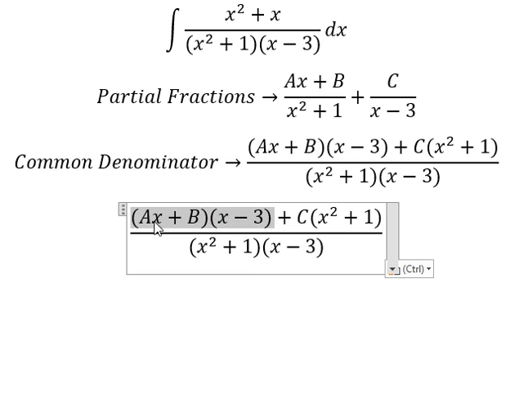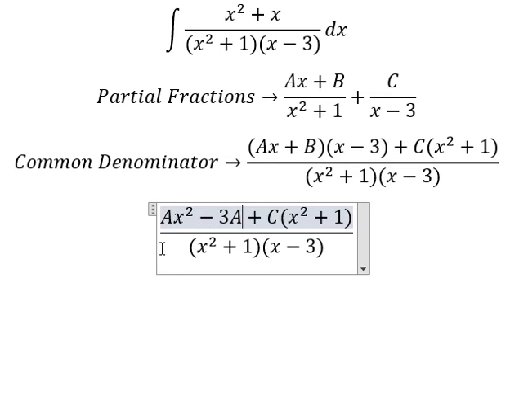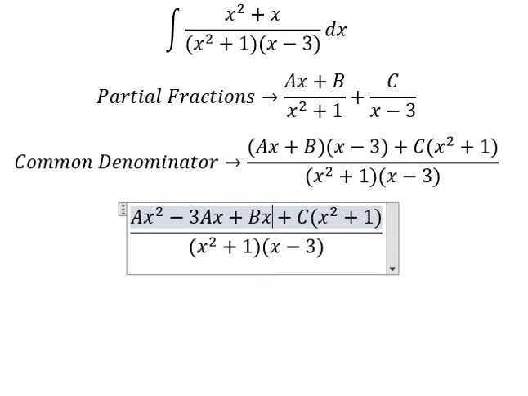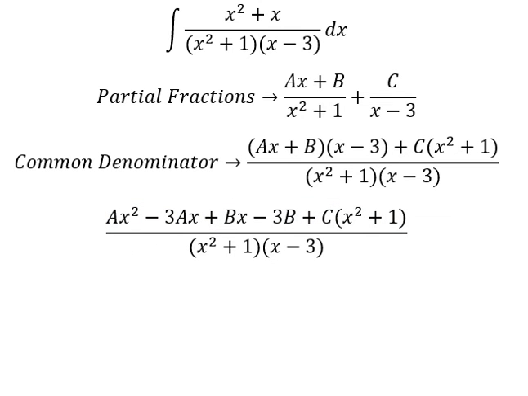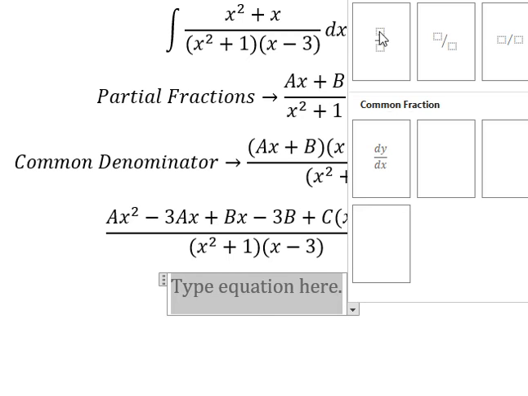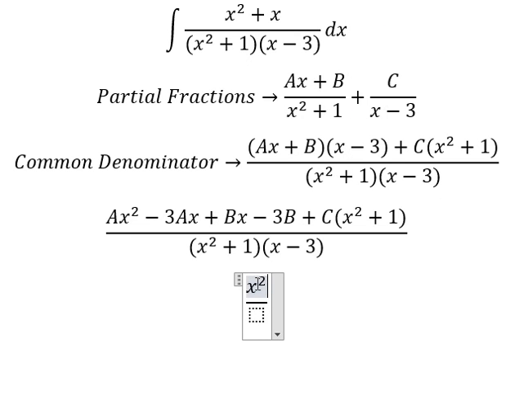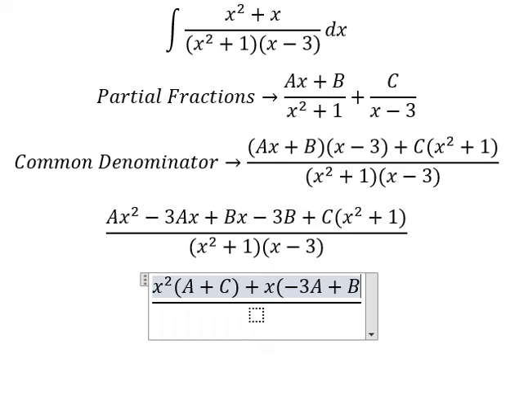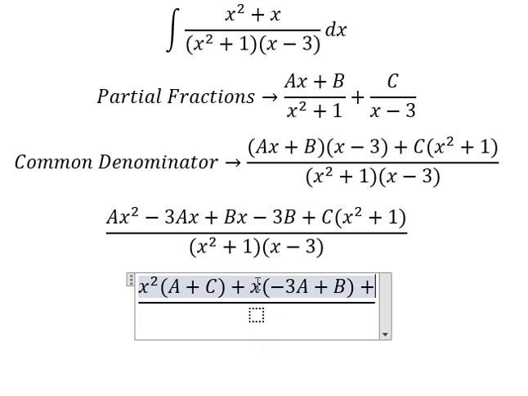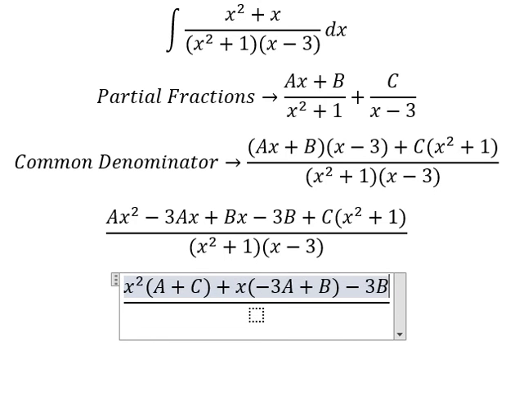So for this one, we need to expand, and we have ax squared minus 3ax plus bx minus 3b. Now, we need to arrange based on the terms of s. About s squared, we have a plus c. About s, we have negative 3a plus b. About the number, we have negative 3b plus c.